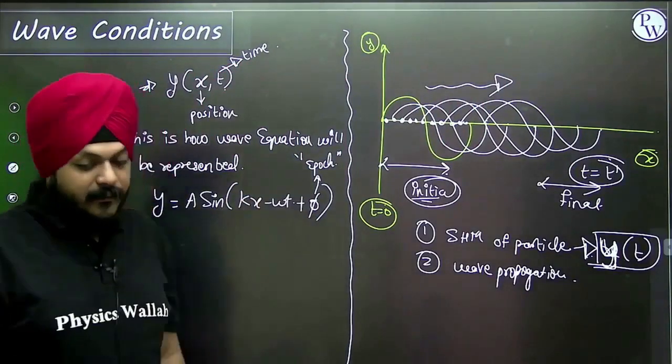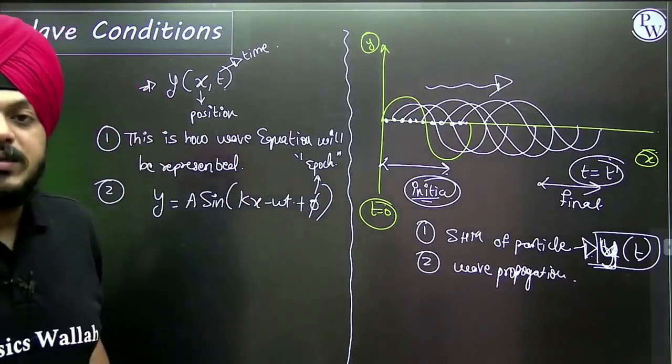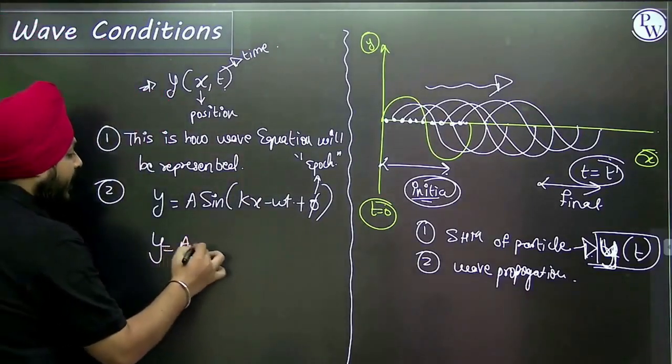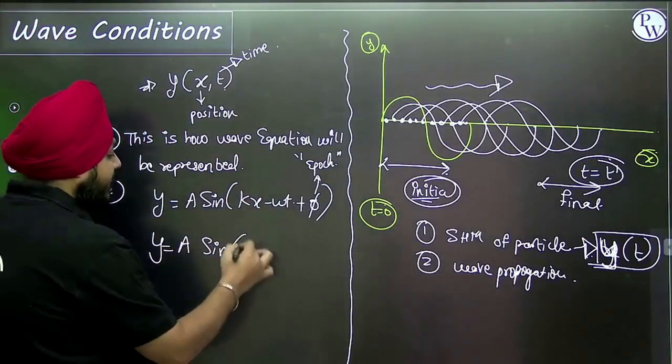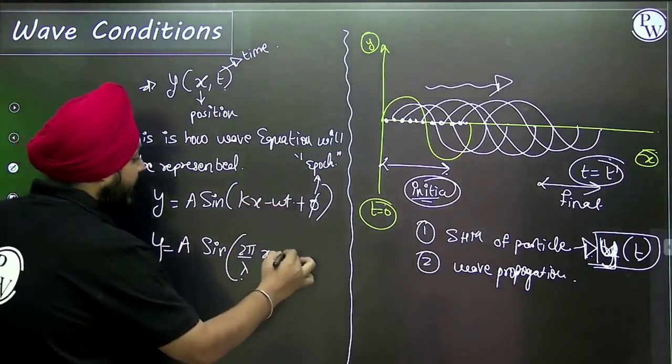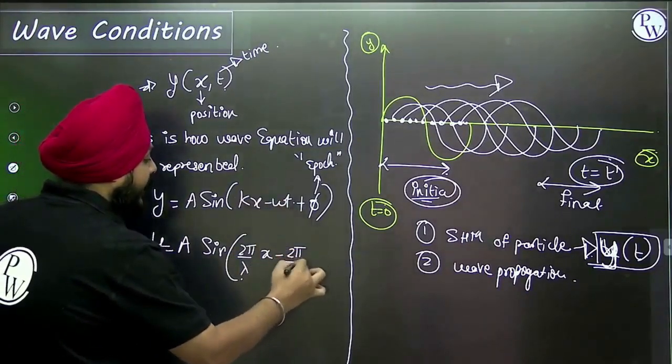kx minus omega t. Y is equal to a sine(kx minus omega t). You can understand this, right? If I expand it, a sine of (k is 2 pi by lambda) x minus (2 pi by capital T) t.